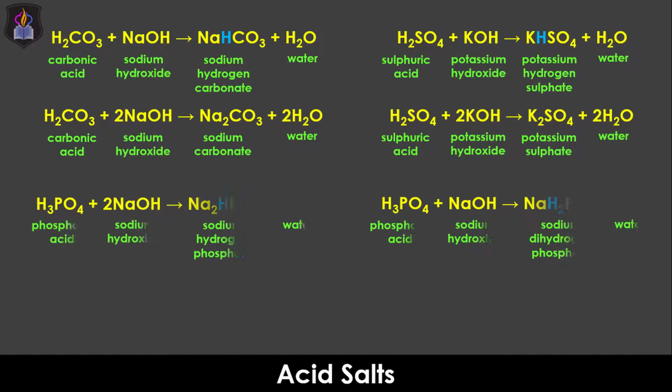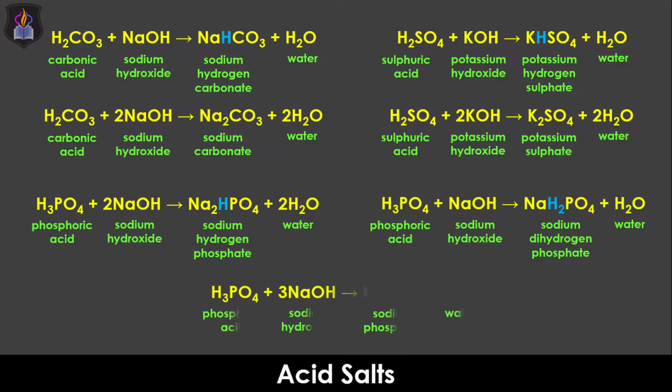Sodium hydrogen phosphate and sodium dihydrogen phosphate are formed when 2 moles and 1 mole respectively of sodium hydroxide react with 1 mole of phosphoric acid. For the complete neutralization of the tribasic acid, 3 moles of sodium hydroxide will be required.